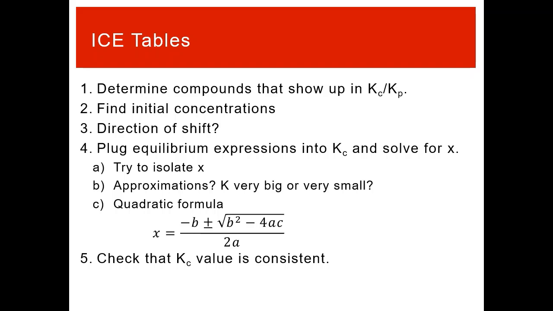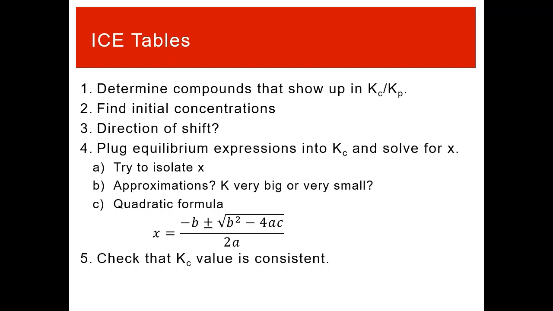Then you get your E value. The whole point of the ICE table is to set up those values of X and plug them into Kc, and then you just try to solve for X. At the bare minimum, you can try to isolate it. The first couple examples we looked at were designed in such a way that you could just solve it algebraically. Otherwise, if K is really big or really small, try to use some approximations to solve it using square roots and stuff like that. Otherwise, quadratic formula. You can always do that. It's always a possibility.